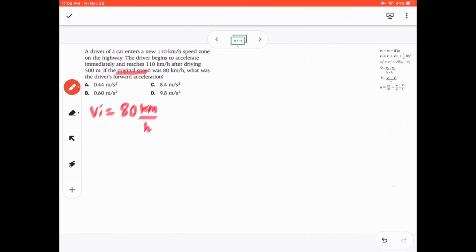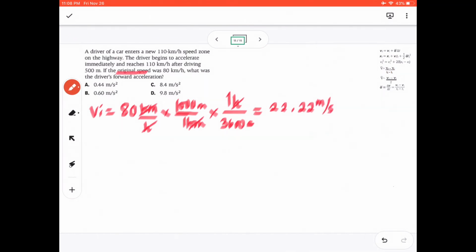So we're going to multiply it by the conversion factor for kilometer to meter, which is 1,000 meters is equal to 1 kilometer. And the conversion factor of the time, 1 hour, is equal to 3,600 seconds. Cancel hour and hour, and kilometer, and we will get 22.22 meters per second. That's for VI.